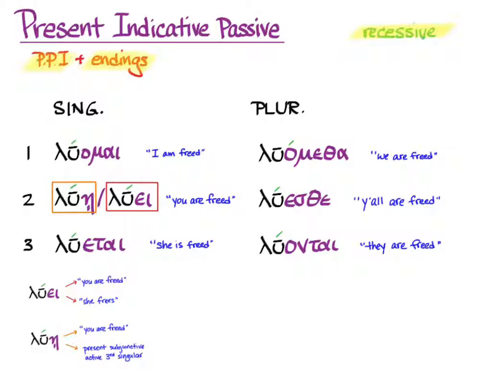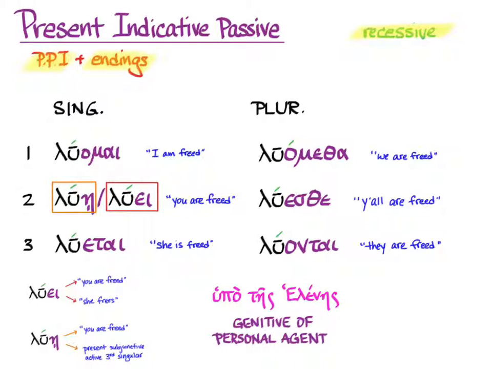Back to our current paradigm, if you want to say who's responsible for the action in these passive verbs, you use the genitive of personal agent, which isn't really part of the paradigm, but remember, that's what you need if you want to give credit for the action in the verb. So here we actually have Helen taking responsibility again.